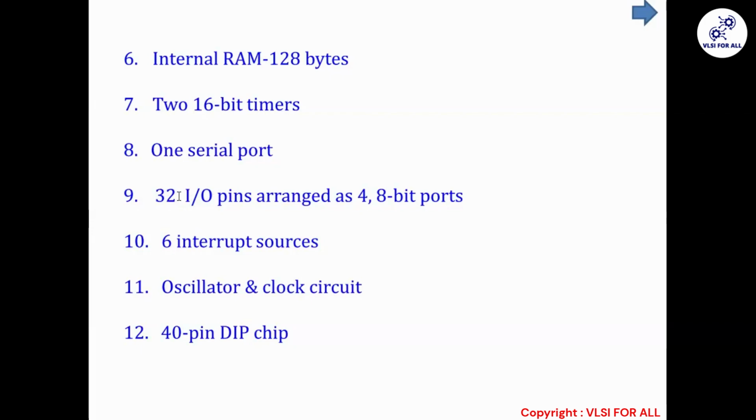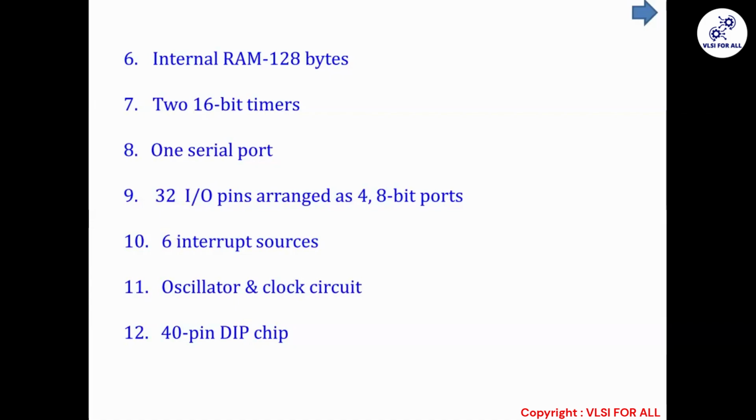They can be input, they can be output. How many? 32. And if I divide 32 by 8, how many ports? 4 ports are there. We are grouping it: 8-bit ports, 4 ports are there. I can separately use every line, as well as I can use groups of 8. Are you getting it? So that is how many outputs we have. 32 IO pins are there. Other than that, 6 interrupt sources are there. Why do we need the interrupt?